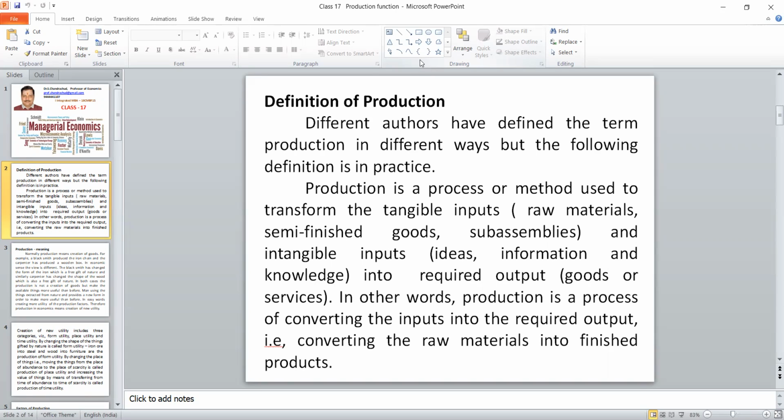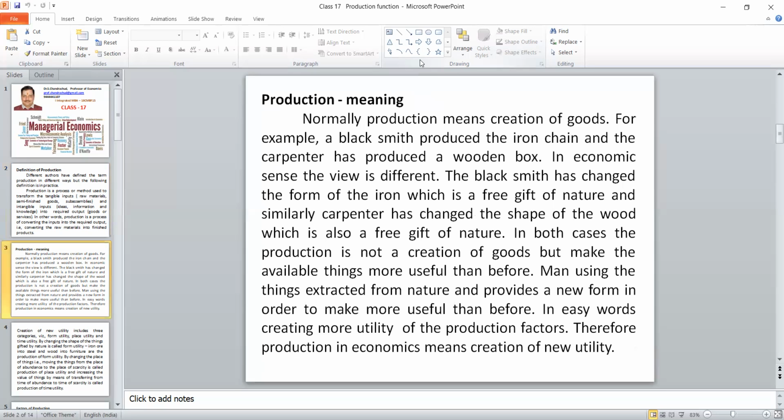That is called production. I will repeat again. Production is a process or method used to transform the tangible inputs and the intangible input into required output is called production. We can make it in a simple way. Production is a process of converting the raw material into finished product or input into output. This is called production.